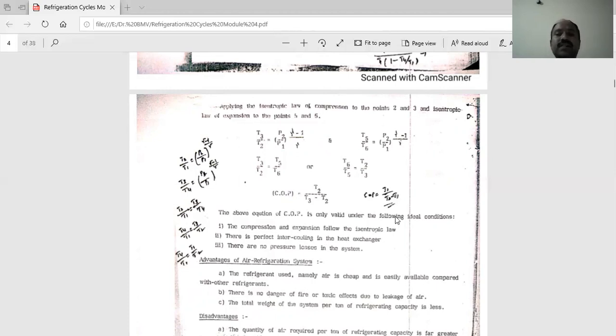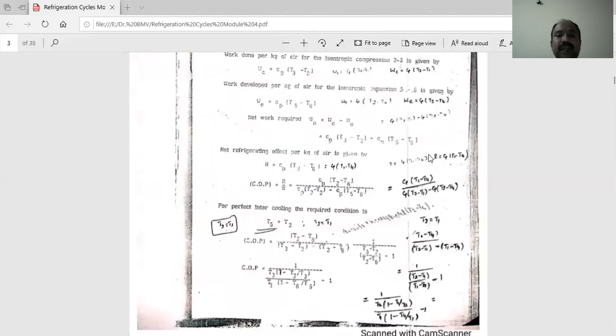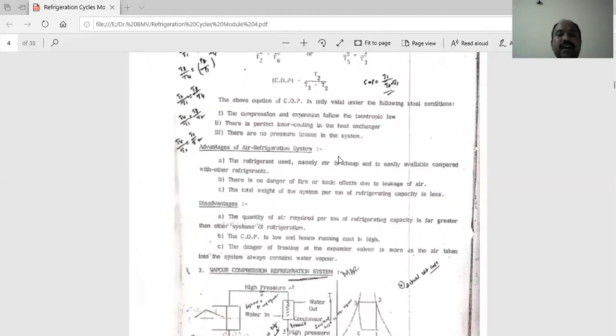This is the COP of the air refrigeration system. This is the COP of the Bell Coleman cycle. It is a very simple expression. You can practice it once again and you can get the things here.